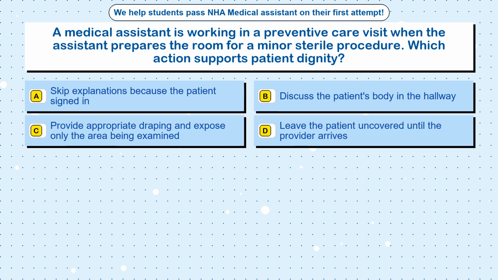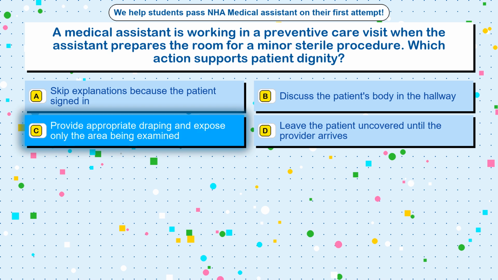Question 45. A medical assistant is working in a preventive care visit when the assistant prepares the room for a minor sterile procedure. Which action supports patient dignity? Option A. Skip explanations because the patient signed in. Option B. Discuss the patient's body in the hallway. Option C. Provide appropriate draping and expose only the area being examined. Option D. Leave the patient uncovered until the provider arrives. The correct answer is option C.